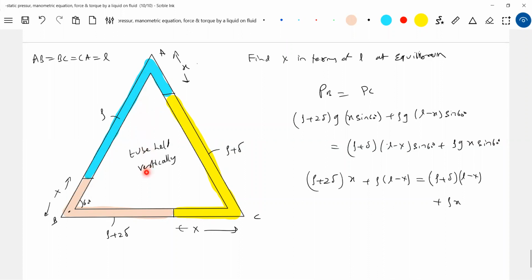Pressure depends only on depth. That is how we are writing it. Rho X will get cancelled out. You can check it. First one, how much? Rho plus 2 delta.